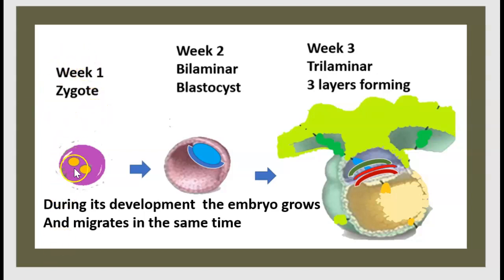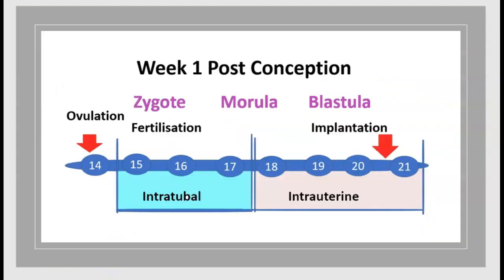Week 1, zygote. Week 2, bilaminar blastocyst. Week 3, trilaminar, the tri-layer forming. Week 1, post-conception: ovulation on the 14th day, and then there is fertilization and implantation. Fertilization is intratubal. Implantation is intrauterine.